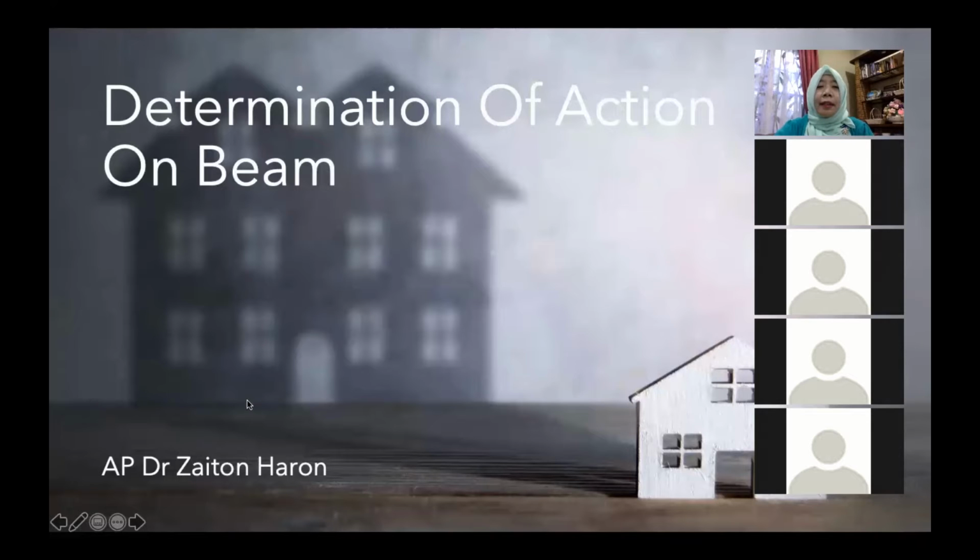Our new topic is determination of action on a beam, which is an important topic. Actually, all this while I have given you the loading. In design, the loading is called action. So here you will determine what the types of actions are and how to calculate them.